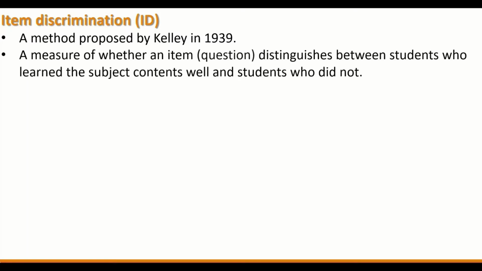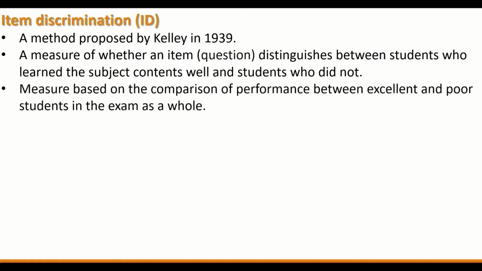Item discrimination, abbreviated ID, is a method proposed by Kelly in 1939. It is a measure of whether an item, which is a question in this case, distinguishes between students who learned the subject content well and students who did not. The measure is based on the comparison of performance between excellent and poor students in the exam as a whole.